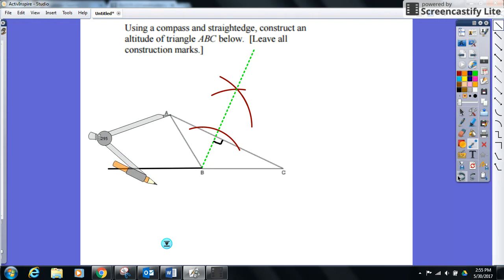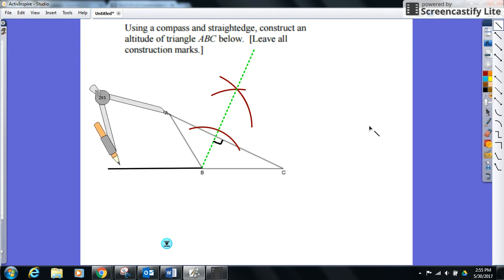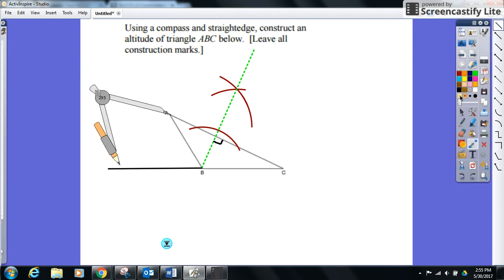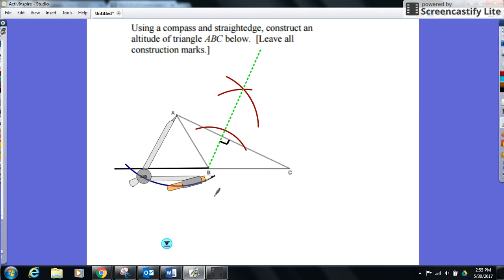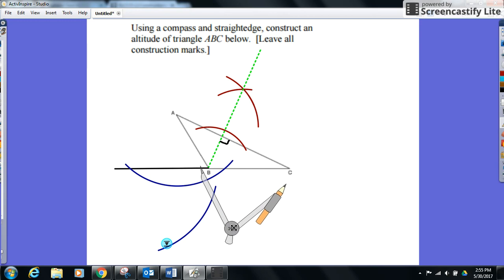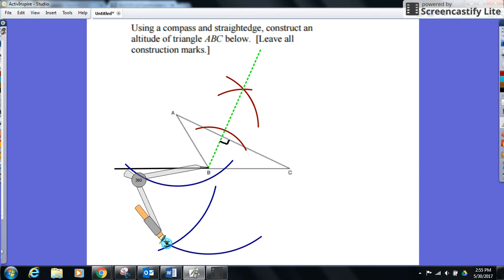Let me do a different color so that it's a little easier. It will intersect once, twice. Again, open up my compass a little further. Go down here, make another arc from the point of intersection. Same compass opening, come on over here and make another arc that intersects the one I had just made.